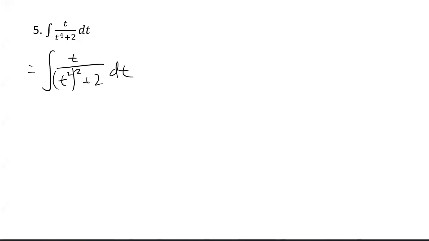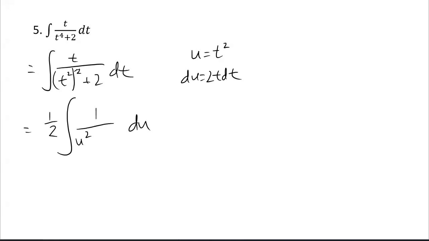Okay, so if we let u be t squared, du is 2t dt. So then our integral becomes half. So t dt is half du. So that's why it's half, and then du. And then it'll be 1 over u squared plus 2 after we do the substitution.